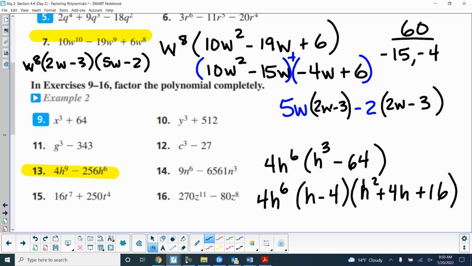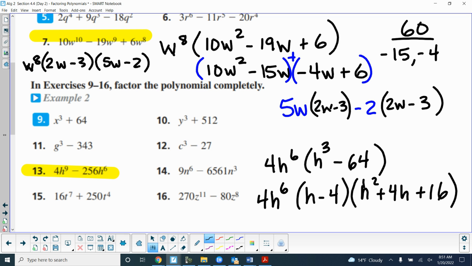So, answers to homework problems. We started at number 3. 3p cubed is the GCF. Then we get a p minus 8 and a p plus 8. Number 6, r to the 4th is our GCF. And then we get 3r plus 4 and r minus 5.